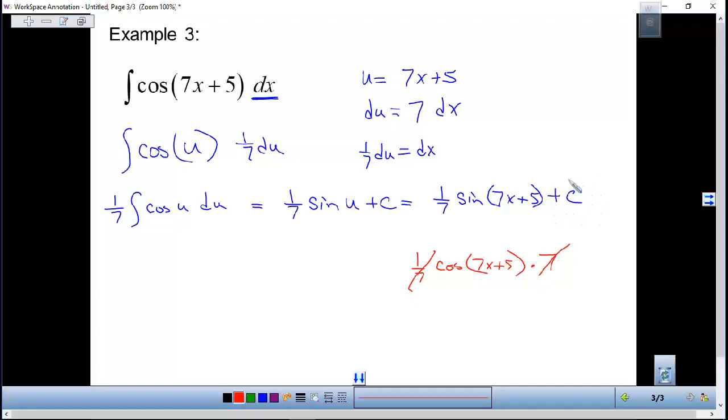And what about the derivative of the plus c? Any constant has a derivative of 0. So you get the exact same thing here that you started off with here. You can always go back and double check your work by taking the derivative of what your answer is. It should equal the same thing that you started off with. If it doesn't, you've done something wrong.